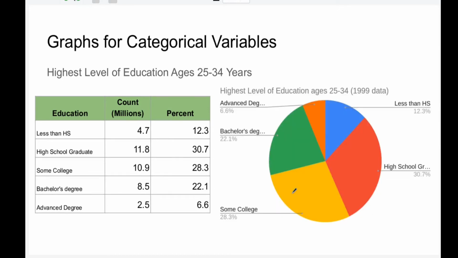Another tool for describing this kind of data would be a pie chart, and this is really handy when we want to show not only the relative size of different populations, but also how they relate to the whole. This is only possible if our table lists all possible levels of education, which here it looks like it does, since we don't have a category higher than advanced degree. People with more than one advanced degree would just still be in that same category, and less than high school goes all the way down to no education at all.